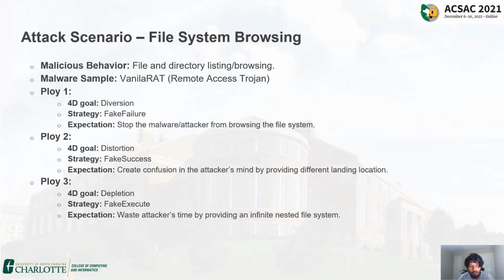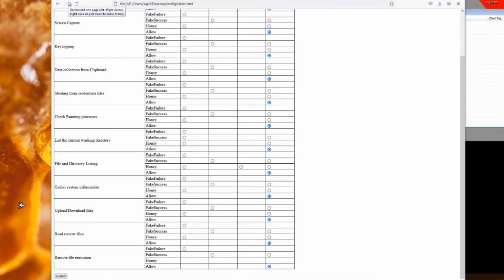Now let's talk about ploy number 3. In this ploy we deplete the attacker by providing him a server with a never-ending file system where he can keep browsing for sensitive or desired information. So in this case we land the attacker on a honey factory. Here the malware execution is again successful, but the outcome is fake as the attacker is boxed to a honey factory file system. It's also called fake execute because we actually execute these commands, but on a different machine, a honey factory machine.